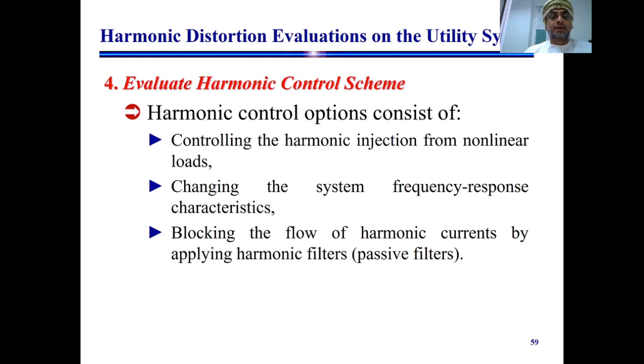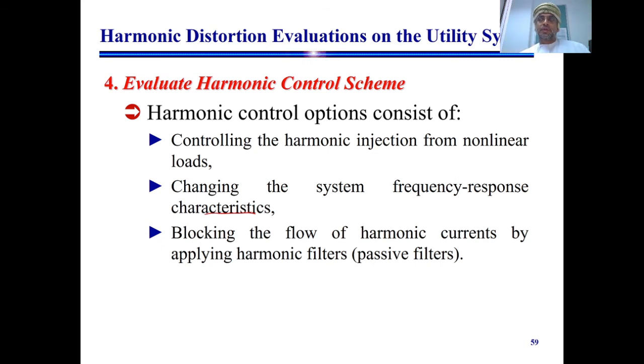And also evaluation of the harmonic control scheme, which consists of controlling the harmonic injection from the nonlinear load. For example, if we have variable speed drives that are fed from, let us say, a voltage source inverter, maybe it will be better to reduce the harmonics if we use PWM. Change the system frequency response characteristics. If we find that there will be a possibility of resonance in the system, then maybe we need to change.